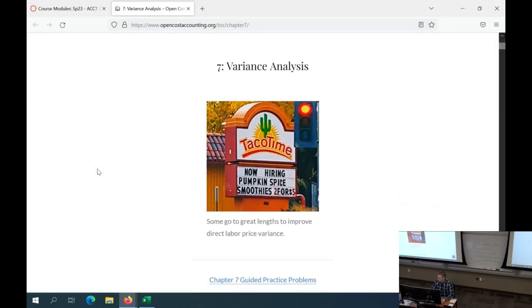All right, I took this picture myself. I thought it was pretty funny. They're hiring pumpkin spice smoothies. You know, I'm not sure what their customer service is like. I hear they're pretty cool customers, you know. 2 for $5. That's also a pretty cheap labor rate there. Taco Time is not going to be automating with robots anytime soon. They've got pumpkin spice smoothies they're hiring.